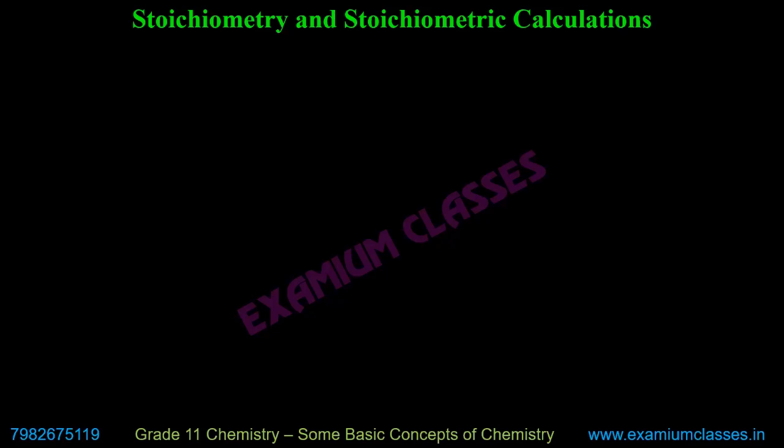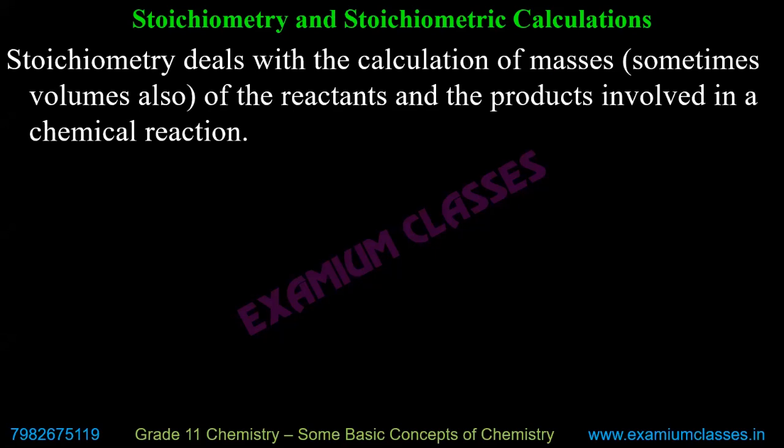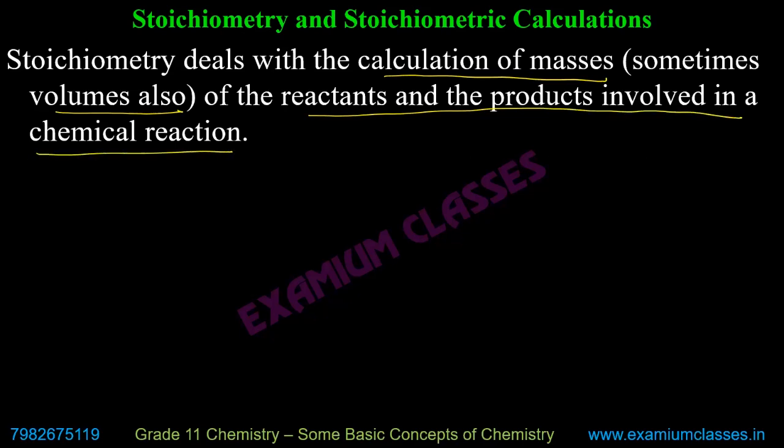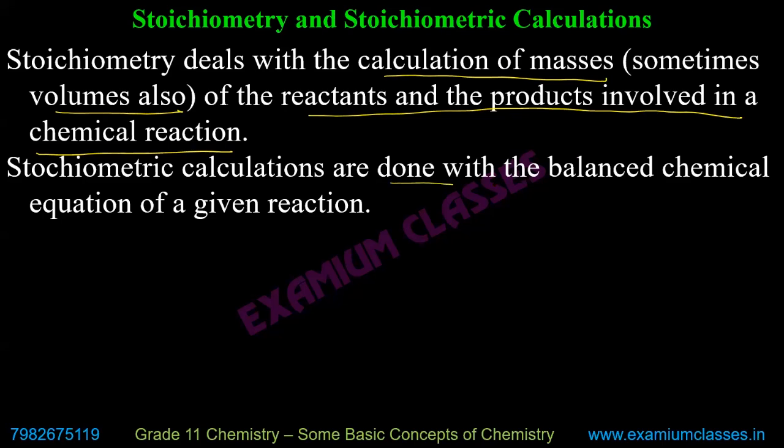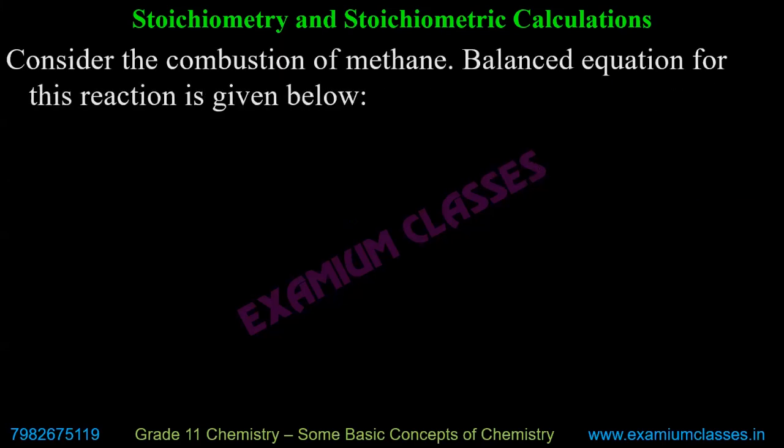Stoichiometry and stoichiometric calculations. This is actually jargon for the simple whole ratio again, that reactions in chemistry happen in simple molar ratios. This is another word for that, stoichiometry. What I mean by that: stoichiometry deals with the calculation of masses, sometimes volumes also, of the reactants and products involved in a chemical reaction. These are done with the balanced chemical equation of a given reaction, but these have to be in molar ratio.